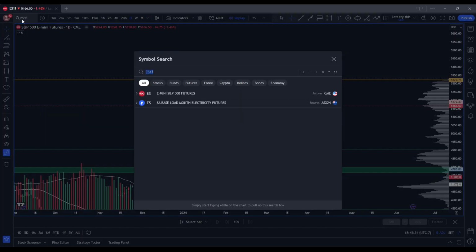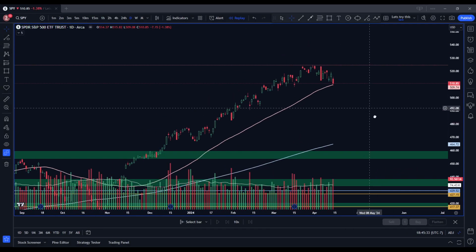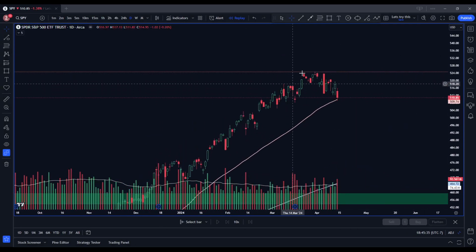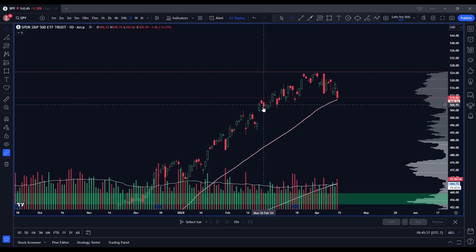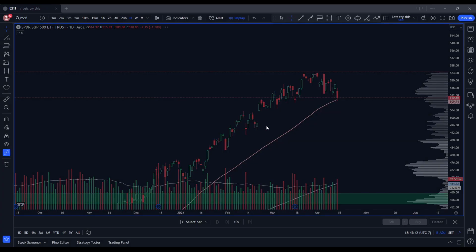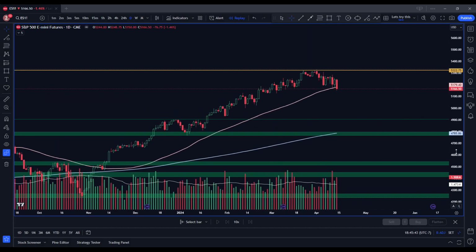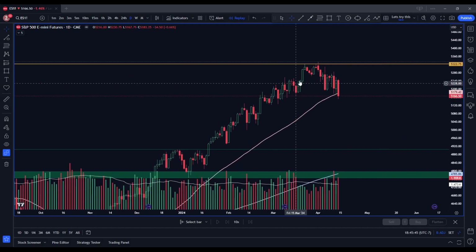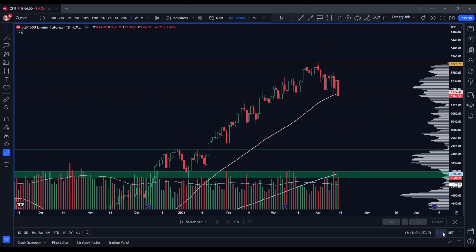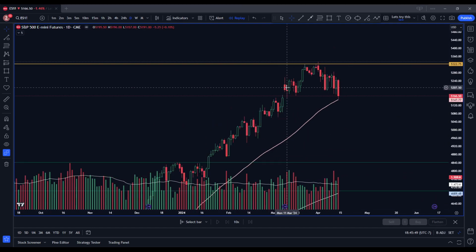If we type in SPY here, we notice it looks exactly the same, right? We have this bull channel here. If we go back to ES, same thing. We have that cleaner looking bull channel because future contracts are accurate. If we turn that off, we see a big gap here.